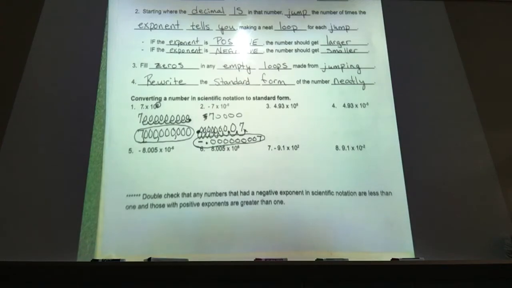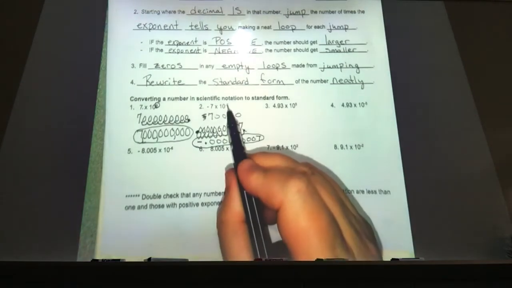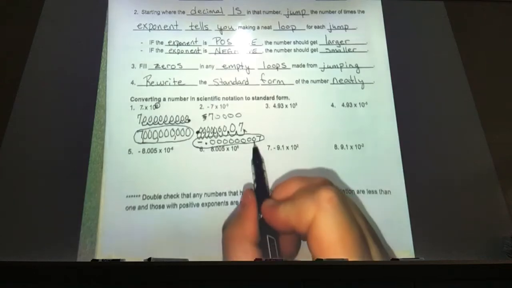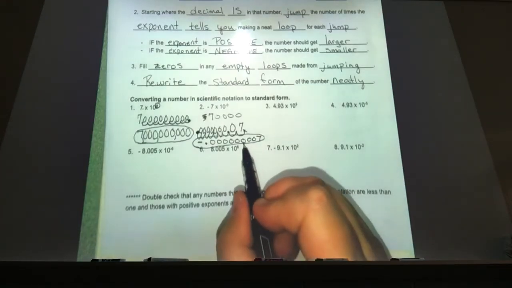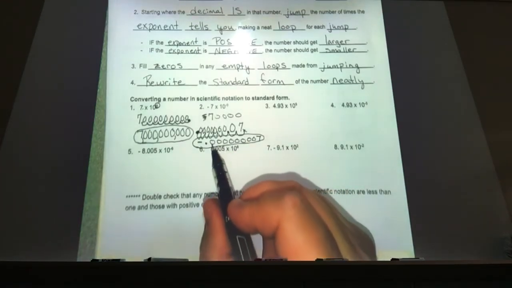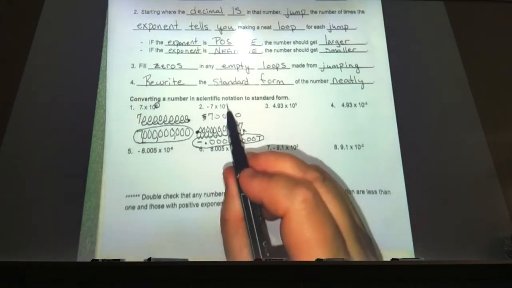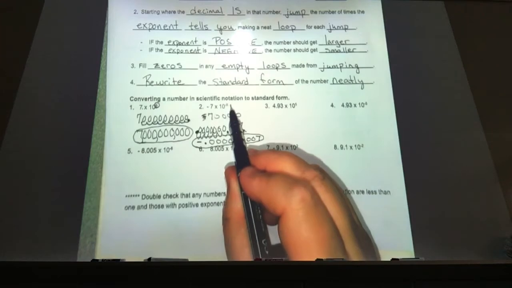Okay, guys, look. What's this number? A 9. Are there 9 zeros here? 1, 2, 3, 4, 5, 6, 7, 8. This says the number of jumps. It does not say the number of zeros. The number of jumps, the number of loops.